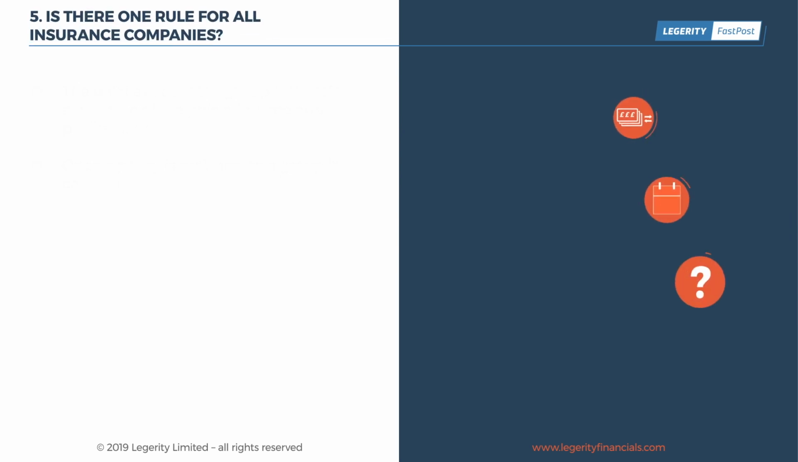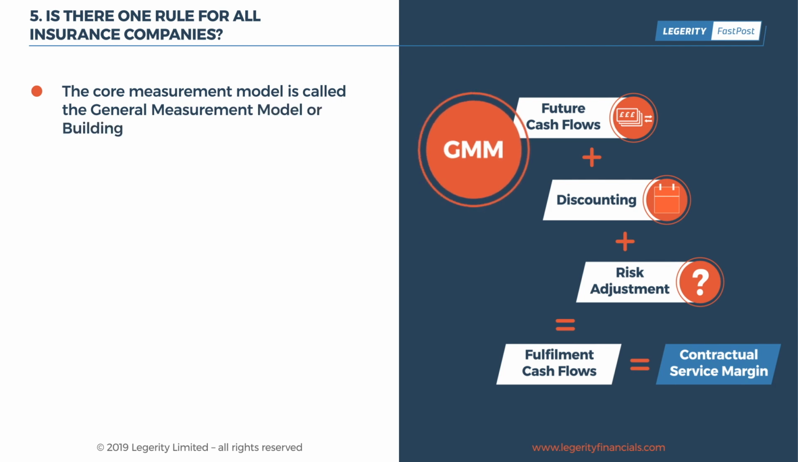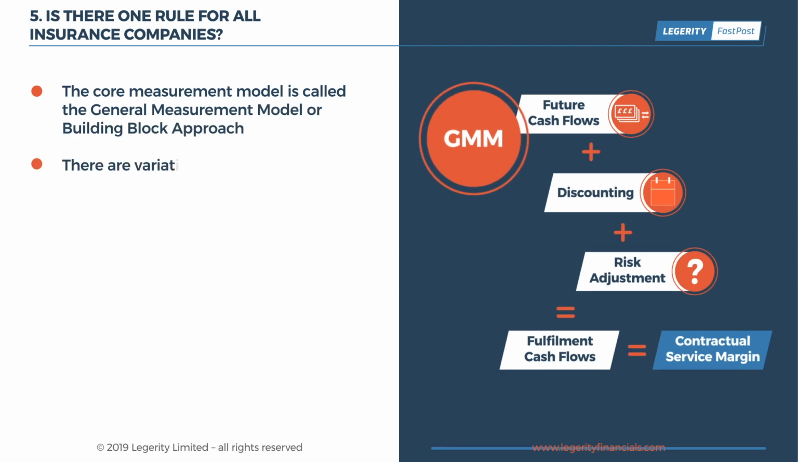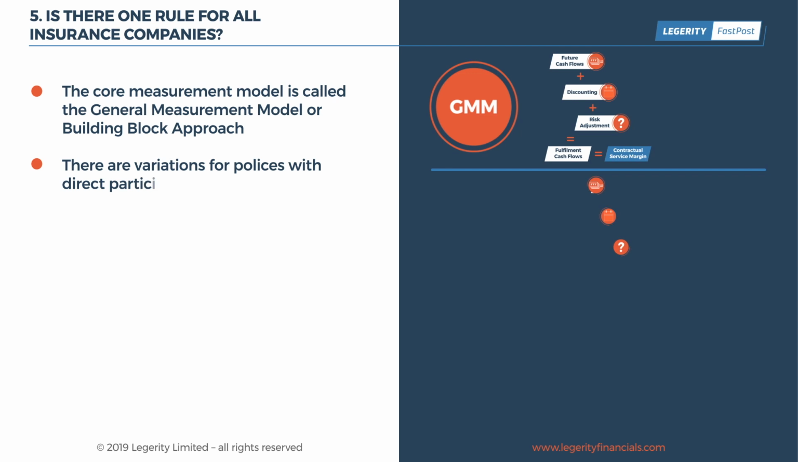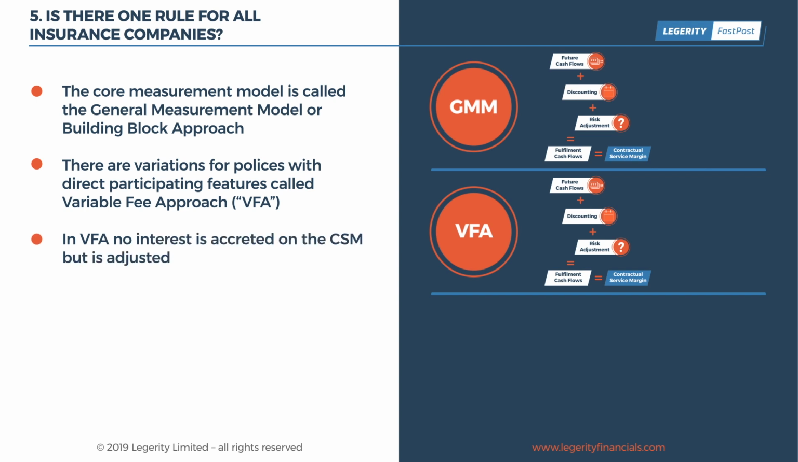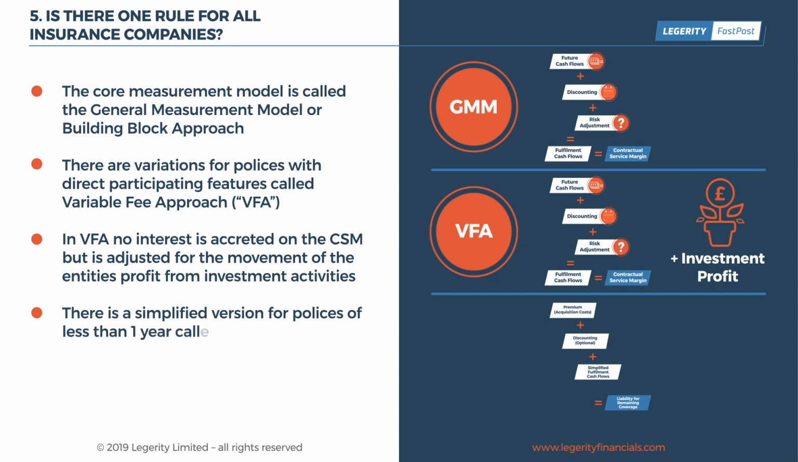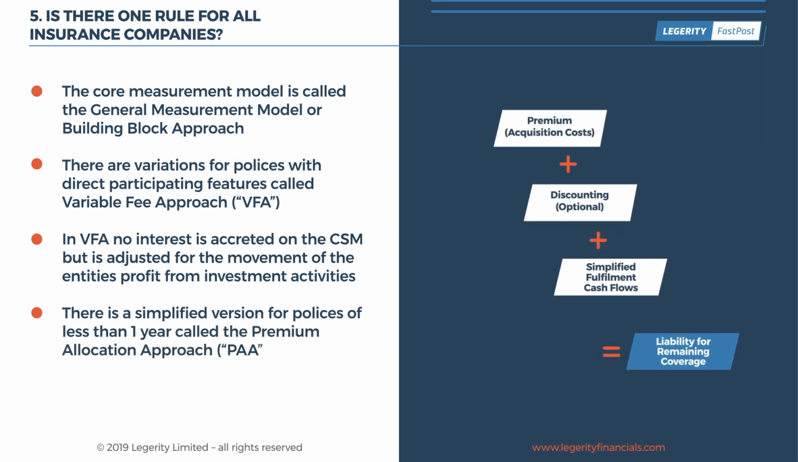Is there one rule for all insurance companies? The core measurement model is called the general model or building block approach. But there are variations for policies with direct participating features called variable fee approach or VFA. In VFA, no interest is accreted on the CSM, but it is adjusted for the movement of the entity's profit from investment activities.